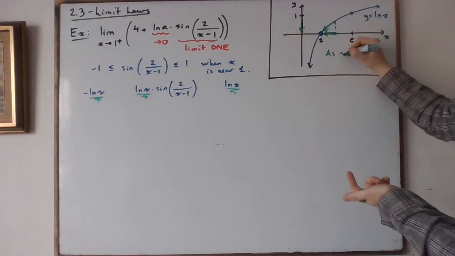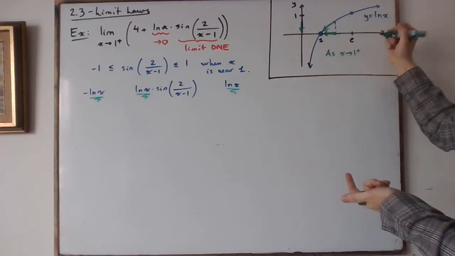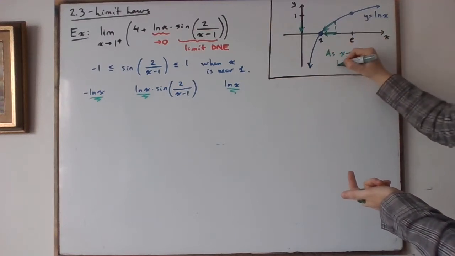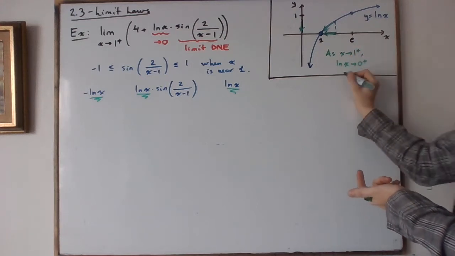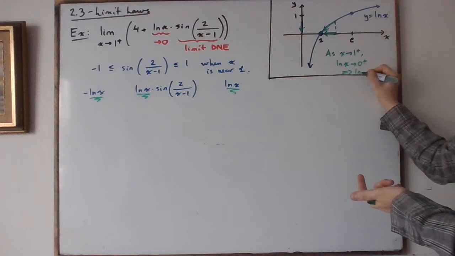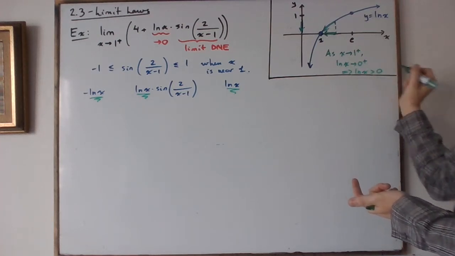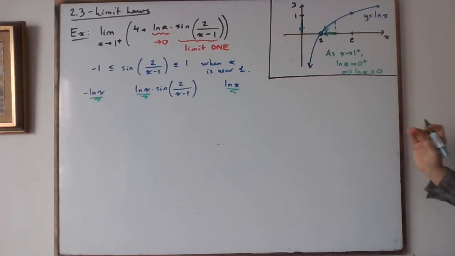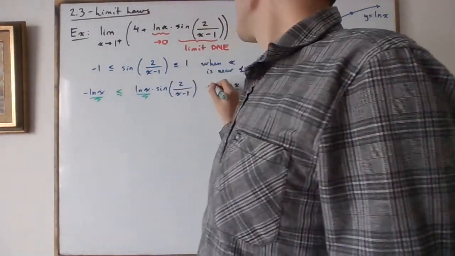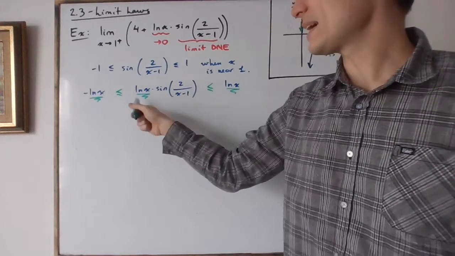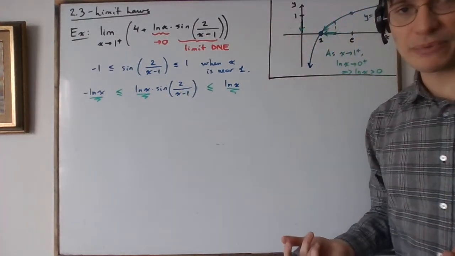So let's actually write this down. As x is approaching 1 from above, ln of x is approaching 0 from above. What does it mean? It means that ln of x will stay above 0. And because of that, the inequalities are maintained. We are guaranteed that ln of x is a positive number.